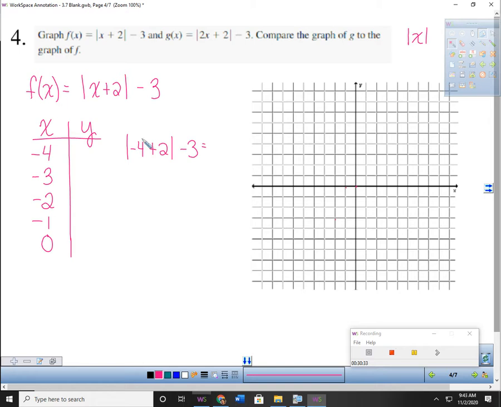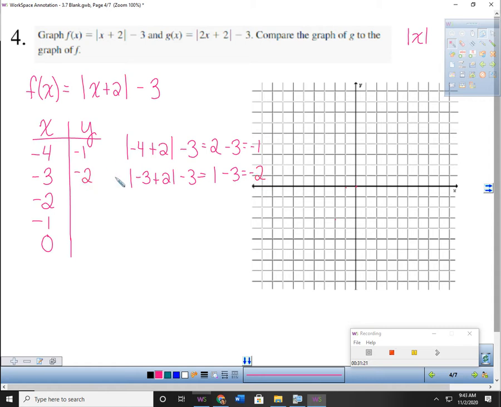It's negative 2, right? And if I take the absolute value of negative 2, I get positive 2. Minus the 3 gives me negative 1. All right, then I do the negative 3. So absolute value of negative 3 plus 2. So do inside your absolute value first. Negative 3 plus 2 is negative 1. If I take the absolute value of negative 1, that gives me 1. Take away 3 gives me negative 2.